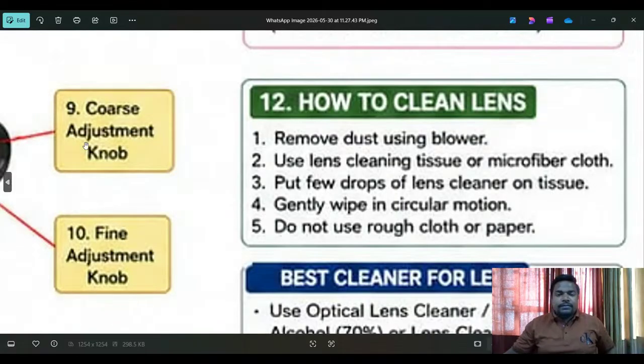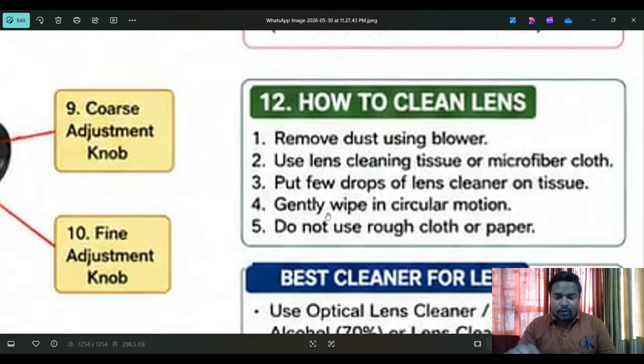Okay, right. Let's see here. Number 1 point: how to clean the lens. Remove dust using a blower, first of all. Next, second point is to use lens cleaning tissue or microfiber cloth. You should keep all these things with you, because as a biomedical engineer you should have a proper toolkit and keep the proper things maintained.